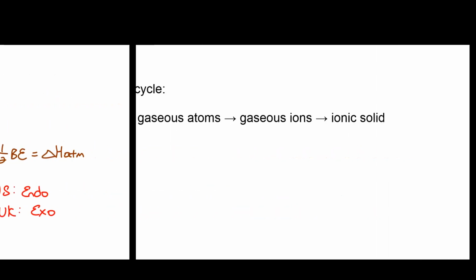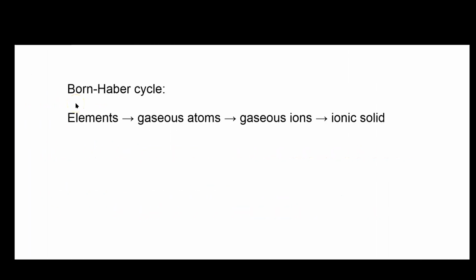Here's the final takeaway. The Born-Haber cycle follows a simple story. Start with the elements first, then make gaseous atoms. Next, form gaseous ions, and finally form the ionic solid. Once you understand the journey, the diagram is no longer something to memorize. It becomes something you can build.